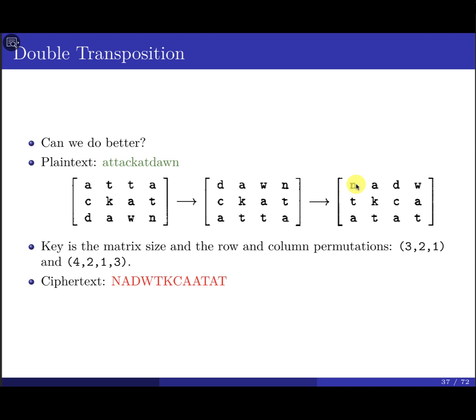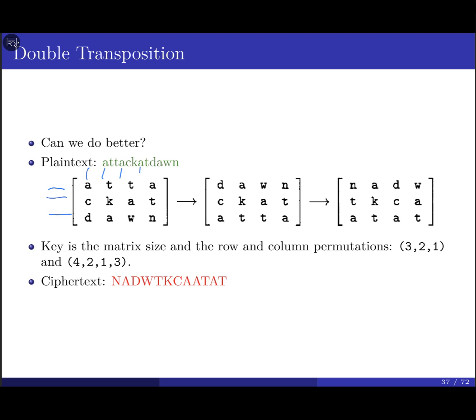For example, we could put the message given here into a 3 by 4 array. So you have 3 rows and 4 columns. Then you write the message, the plaintext, into it. Then I'm going to permute the rows and the columns. So it's more sophisticated than the simple transposition cipher that we showed in the previous slides.